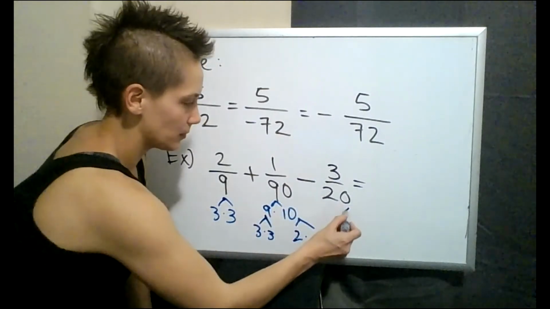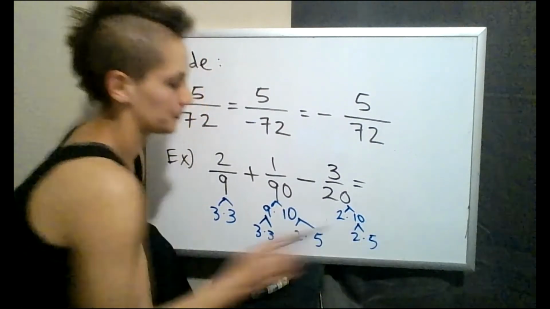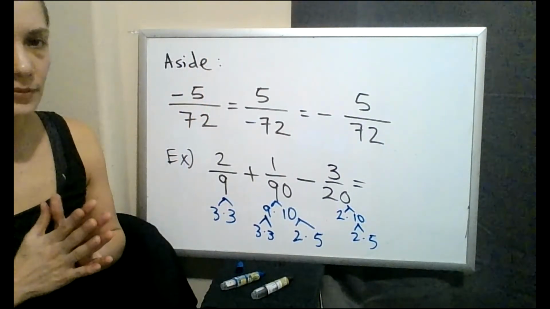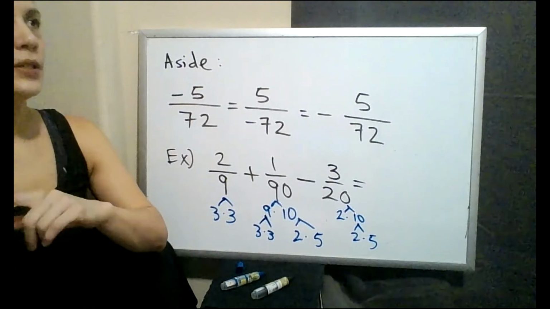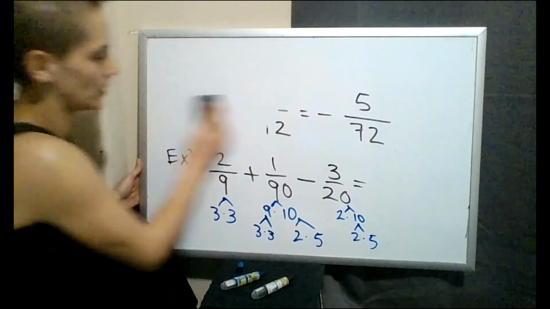Okay, factor 20. Let's go with 2 times 10, and that's 2 times 5. We do some work to get the LCD from scratch.